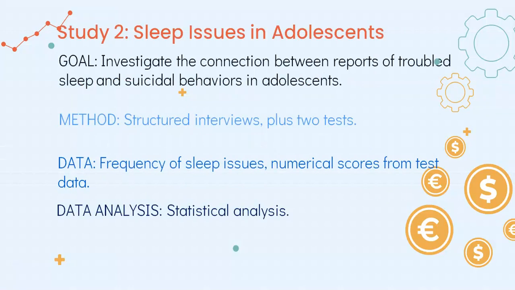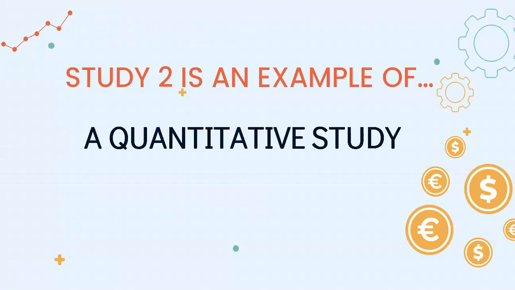Our second example is about sleep issues as a risk factor for suicidal behavior in depressed children and adolescents. According to the article, the goal of the study was to investigate the association between sleep complaints and suicidal behavior in this population. The method of doing this was a structured interview about sleep, the same questions for every participant, plus two tests, the Children's Depression Rating Scale and the Children's Global Assessment Scale. The data consisted of frequency of sleep issues from the interview as well as numerical scores from these two scales. The researchers used statistical analysis to analyze the data and presented the information about correlation between variables using tables. Okay, this is an example of a quantitative study.